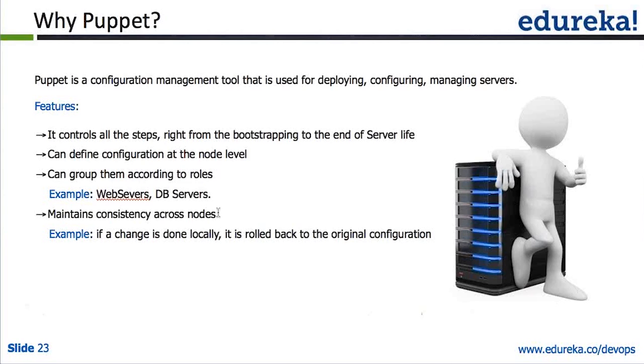It maintains consistency across nodes. So that means if you have, say, 100 web servers today, and you add a 101st web server now, and you also made some local config changes, what will happen is, as I said, you can have the httpd.conf file centralized on your Puppet master, and any change that you make on your centralized server will get replicated across all 101 servers. Now, if you make one local change on the 101st server that you added, that will get overwritten, because you definitely want to have consistency across all the 101 servers that you have.